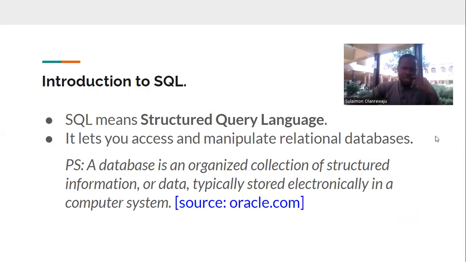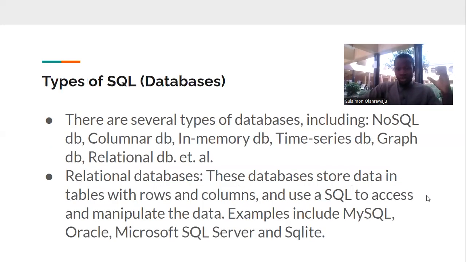Then the question may arise, what is a database? A database is an organized collection of structured information. It's always in the form of a table which entails columns and rows, which are typically stored electronically in a computer system.